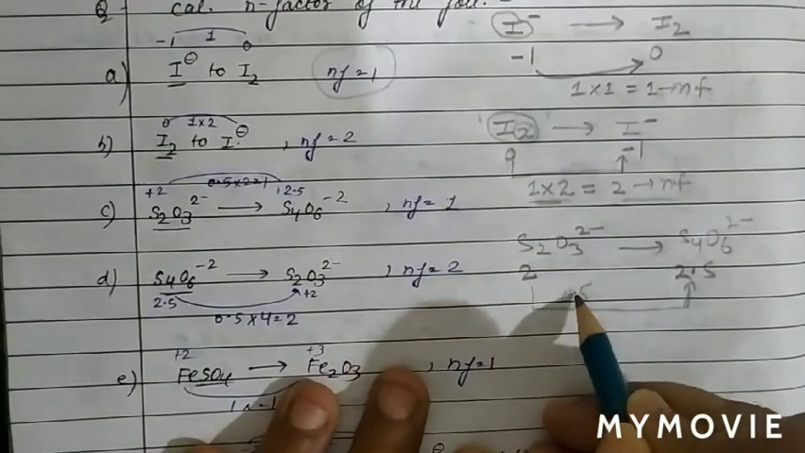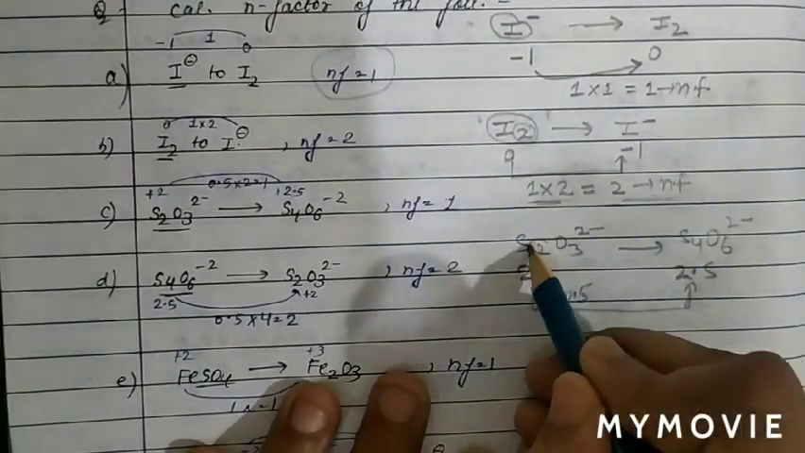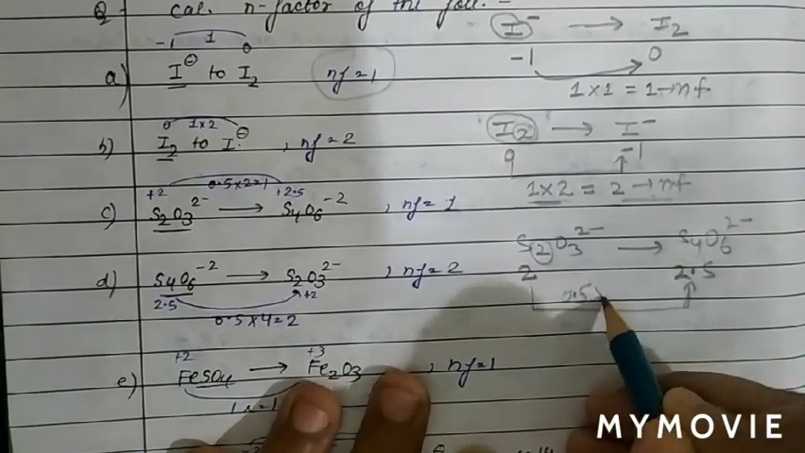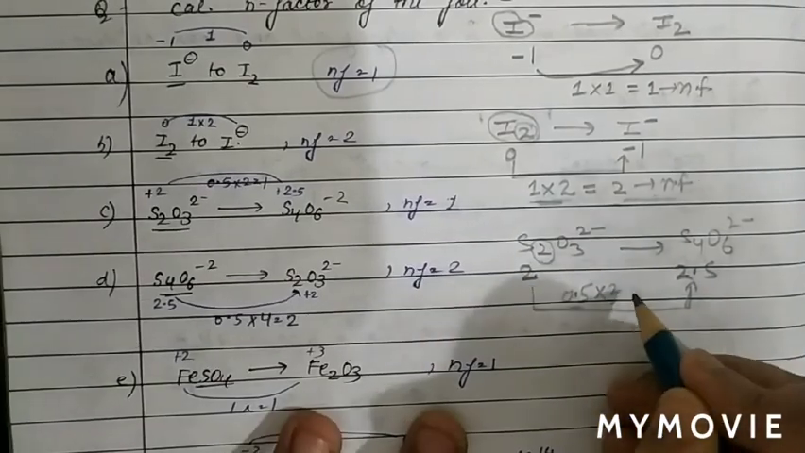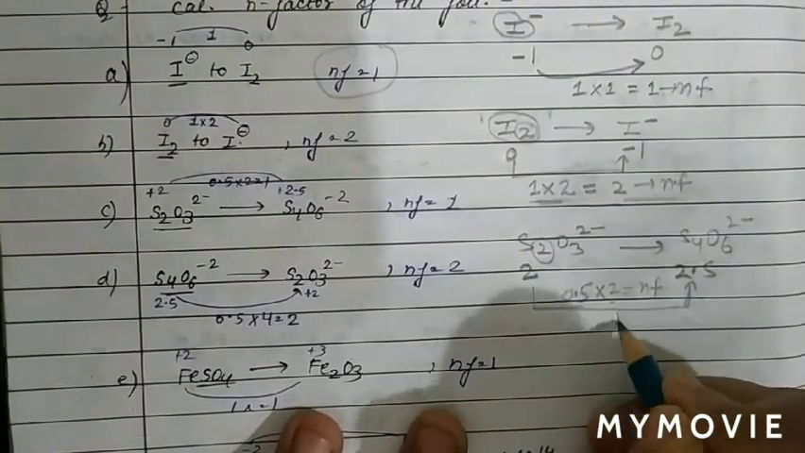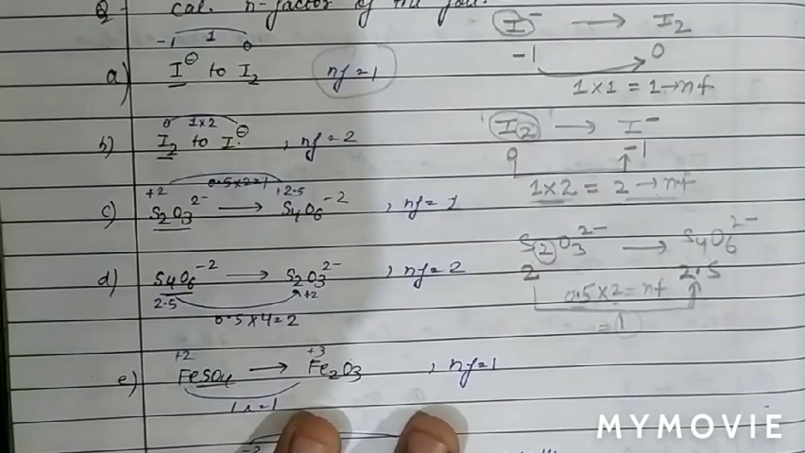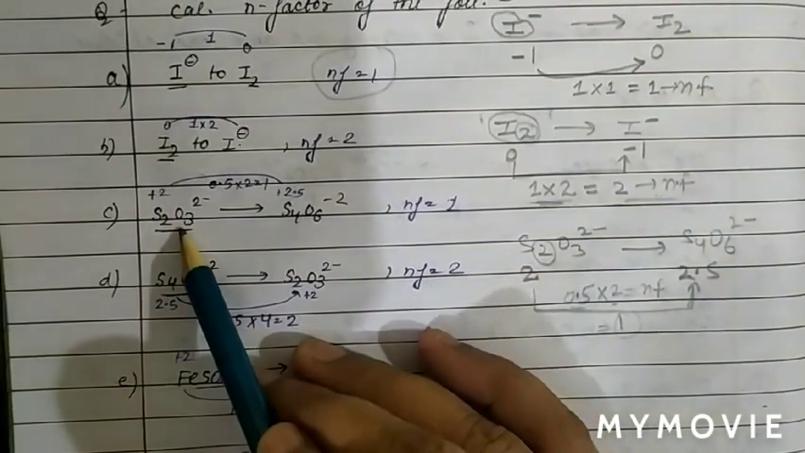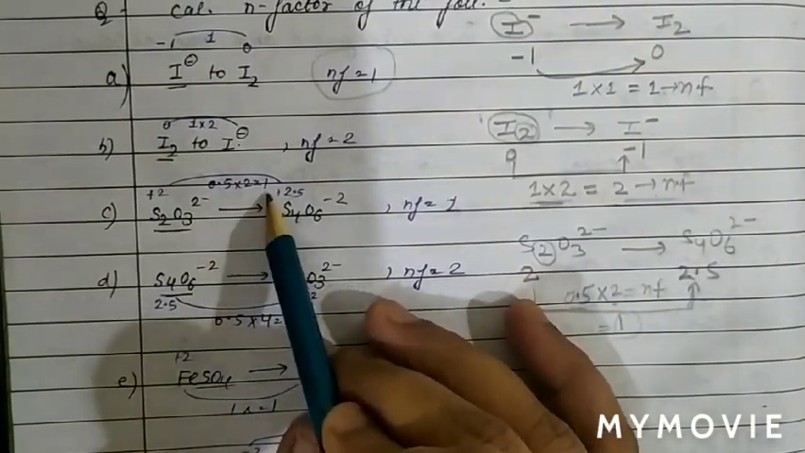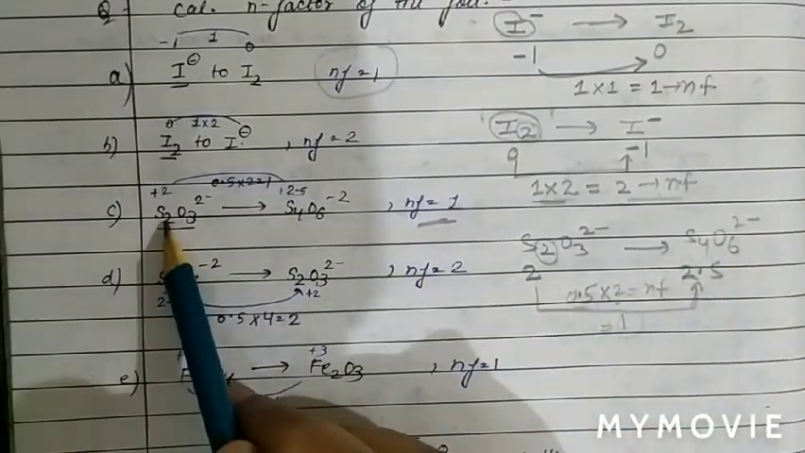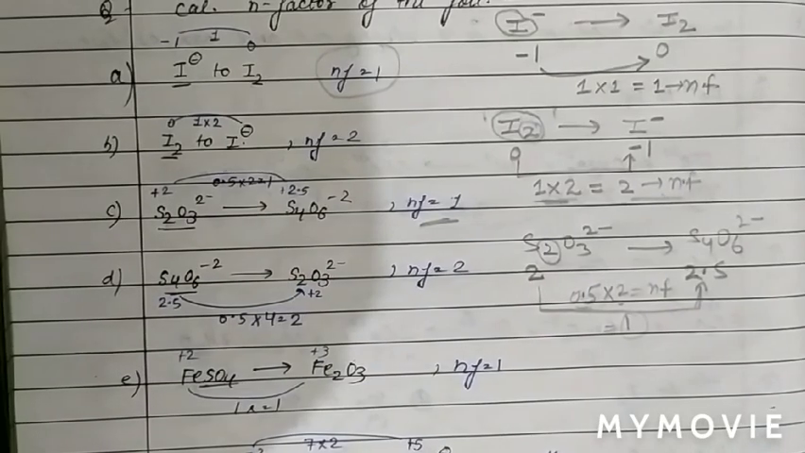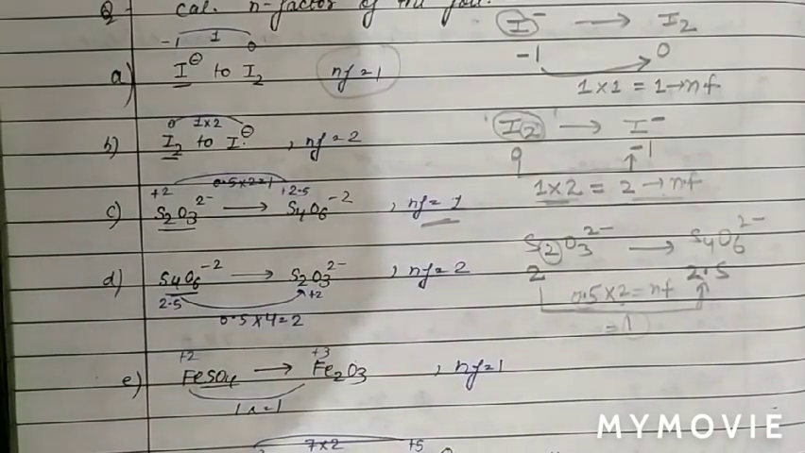Oxidation state of one atom changes by 0.5. And how many atoms of sulfur are on the left side? 2 atoms. Therefore multiply by 2. So oxidation state change per atom multiplied by the number of atoms on the left-hand side gives the n factor, the overall change. The n factor of S2O3 2- is 1. So we can see that the n factor is 0.5 into 2 equal to 1. So the n factor of this reaction is 1 when S2O3 2- changes into S4O6 2-.